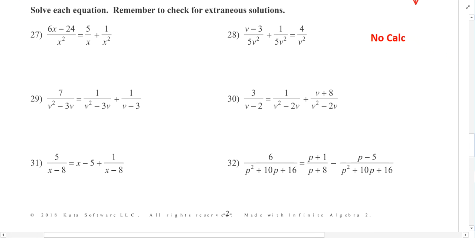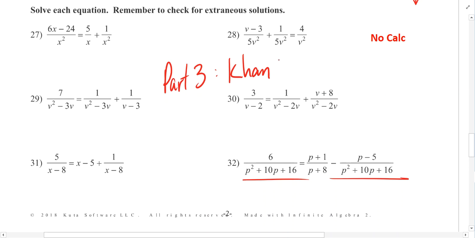For the bottom half of the second page, no calculator permitted on any of these. You're going to have to factor pretty regularly, especially in the denominators of expressions that look like this in the bottom right-hand corner. So factoring and finding common denominators or other techniques used to solve for an unknown variable would be employed here, but I don't think a calculator is necessary. Most of these come from part 3 from the Khan Academy selection. So make sure you go back and spend some time reviewing those.